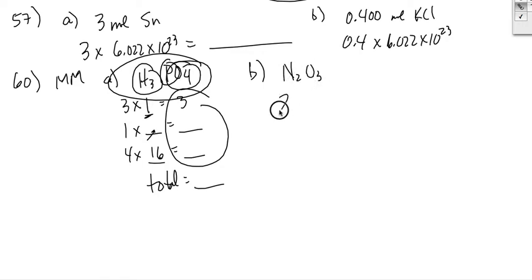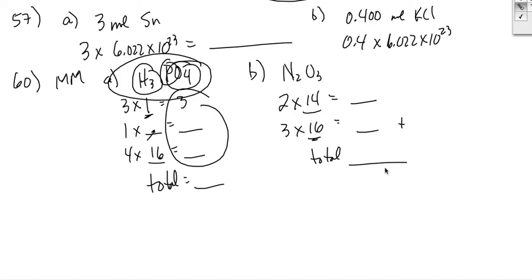Okay? B is the same thing. N2O3. 2 times 14. I know the molar mass of nitrogen is 14. 3 times 16. Molar mass of oxygen is 16. Find those values and then add them up to get the total. And you can do that. Okay?